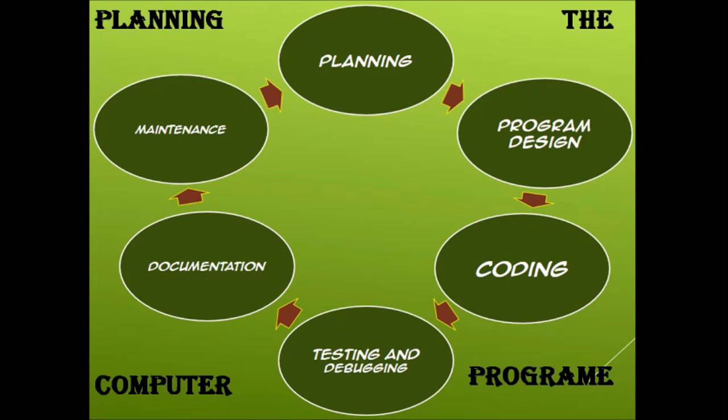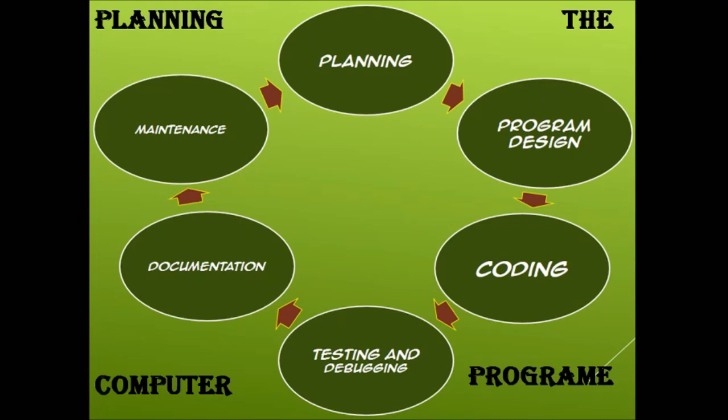Before writing the computer program, we should have some proper plan. The programming plan has some number of steps that should be followed while we write a source code using any one of the computer programming languages. The steps included planning, program design, coding, testing and debugging, documentation and maintenance, isn't it?